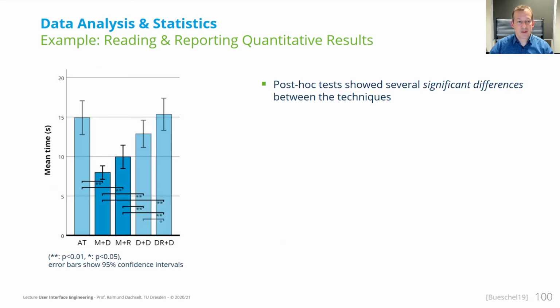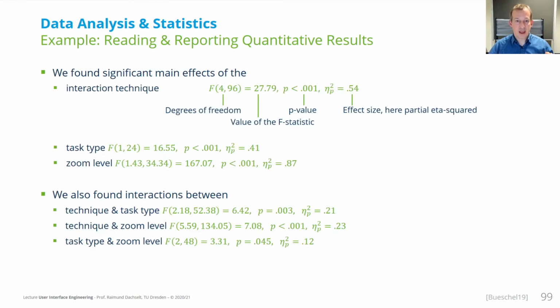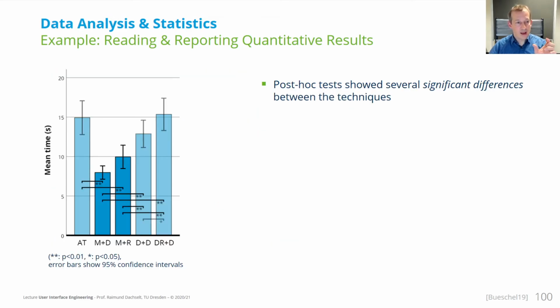And the post hoc tests then show the significant difference between the techniques themselves. So just to remind you, here we just say there is a main effect for interaction technique. And there is an interaction between technique and task type and zoom level. But we don't know which of the values themselves have a significant difference to another one. And this is shown here in this diagram.